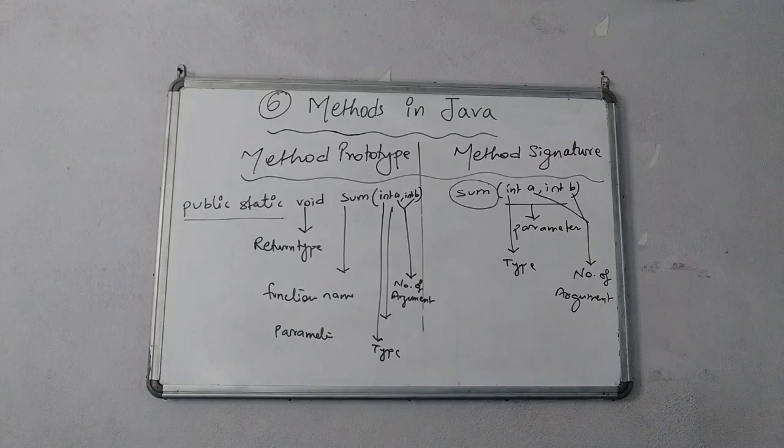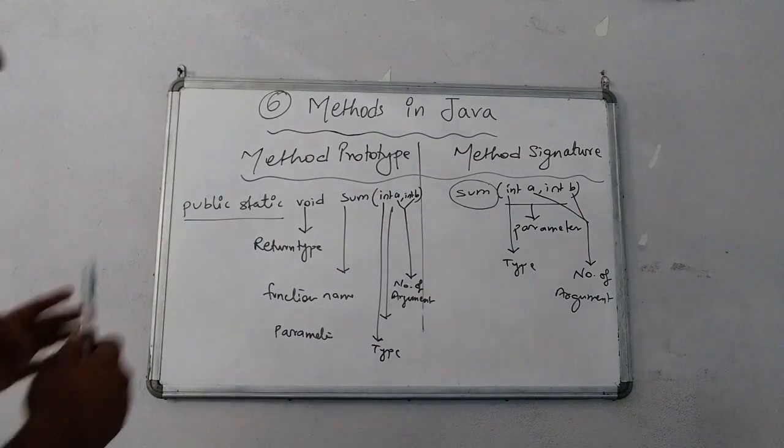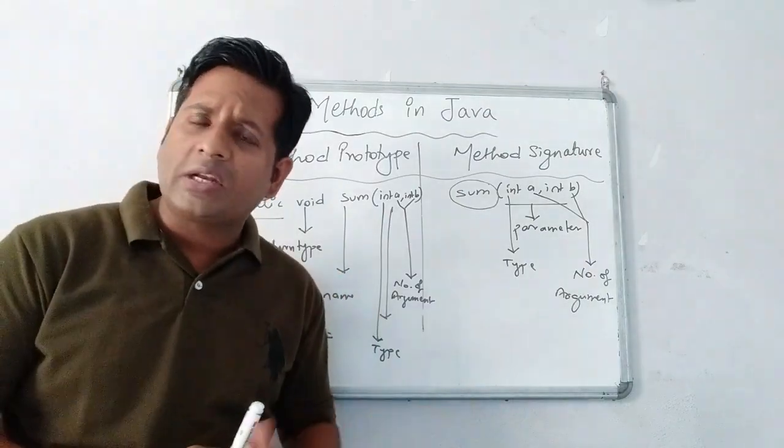So children, after these examples, the definition will be: a method prototype is the first line or header of a method. It tells the compiler about the number and type of parameters that the method will take and the type of data it will return. Whereas the list of parameters along with their data types is called method signatures. So I hope you have understood what is method prototype and what is method signatures.